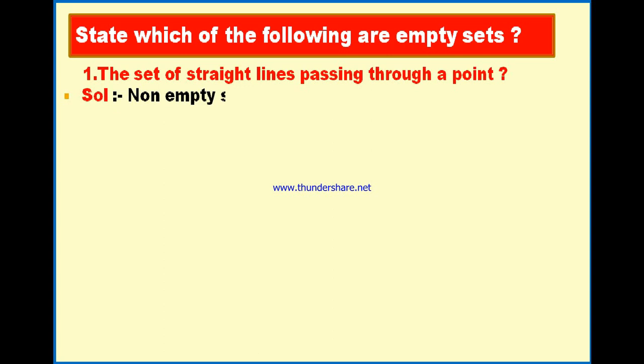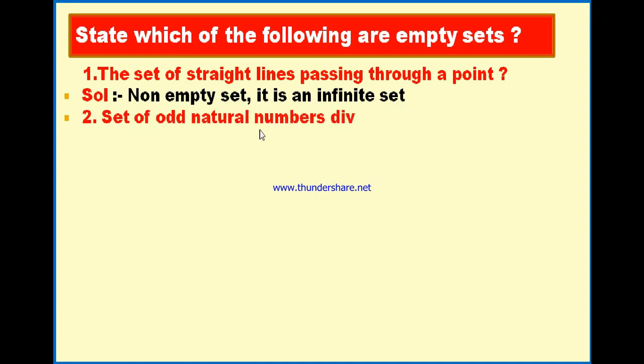Therefore, it is not an empty set. There are so many lines, so many elements belonging to this set. Therefore, it is not an empty set. It is an infinite set, of course. Second one, the set of odd natural numbers divisible by 2. Now, what are the odd natural numbers that are divisible by 2? If you divide any number by 2 and it divides, then it is an even number, not an odd number. The least odd natural number is 1.